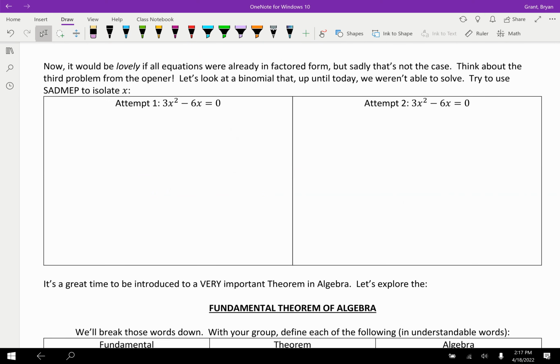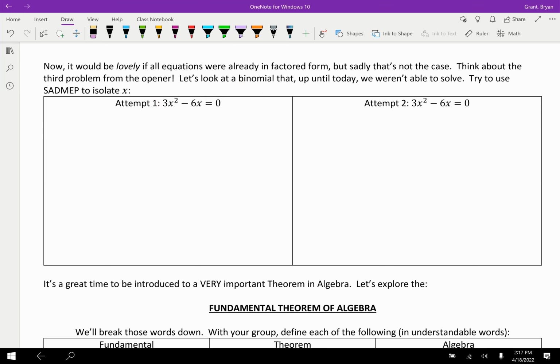It would be lovely if all equations were already in factored form, but sadly that's not the case, right? If you think about the third problem from the opener, the third problem from the opener was not in factored form, and this isn't quite the third problem, but it's pretty similar. You have an x squared term and an x. Not factored form because I don't see those parentheses multiplying together where each of them has an x.